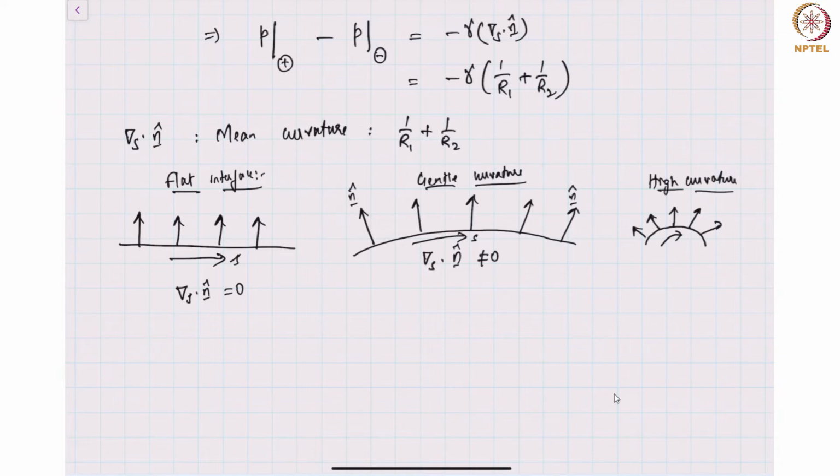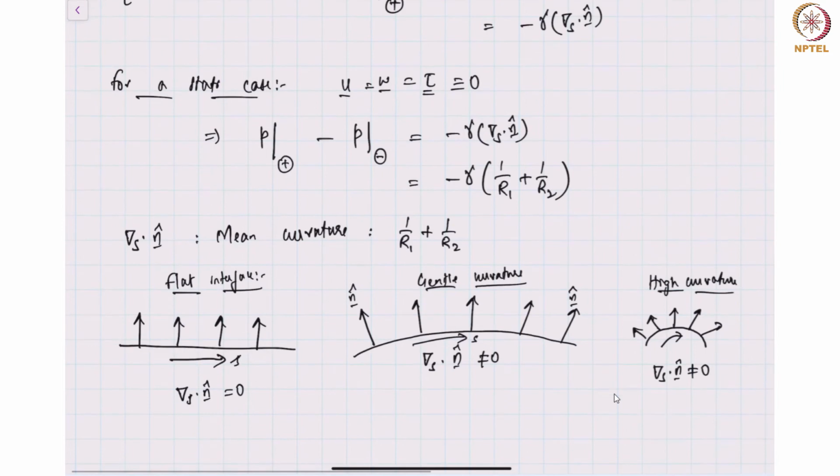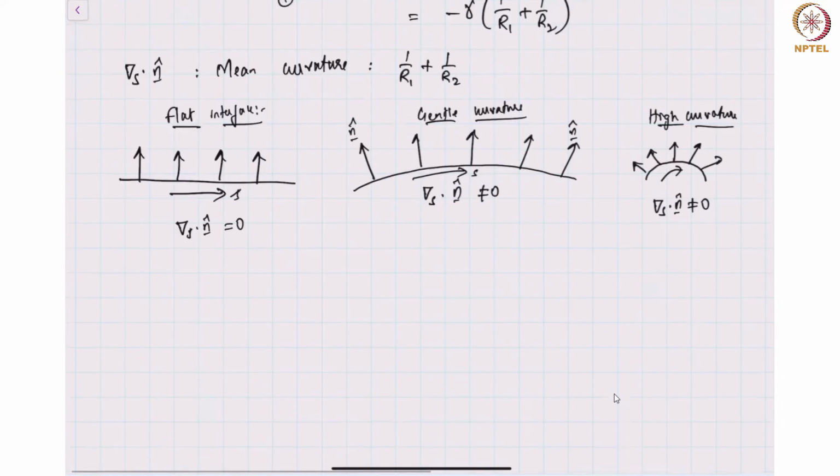And you can see that del s dot n is again clearly non-zero, and more importantly, the normal vector is changing a lot more rapidly as you go along the surface. Therefore it manifests itself as a high curvature case. Okay, now we have seen the static case. This is a generalization: P plus minus P minus equals minus gamma times del s dot n.